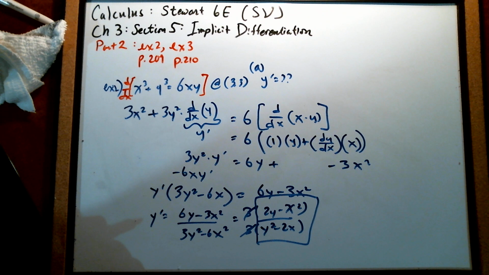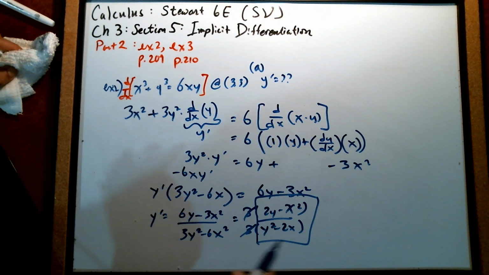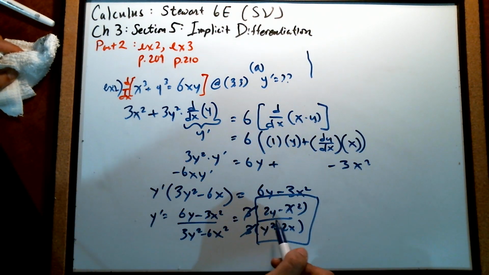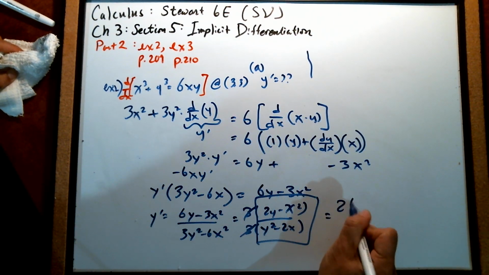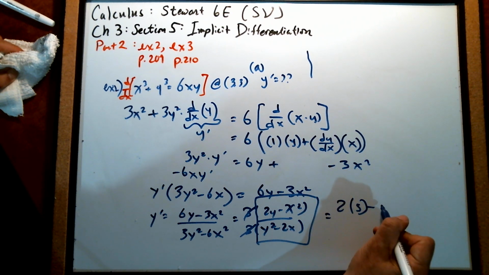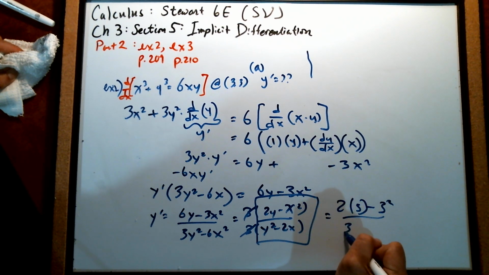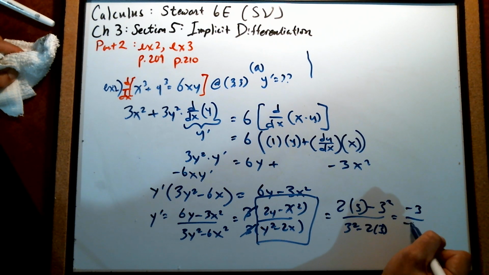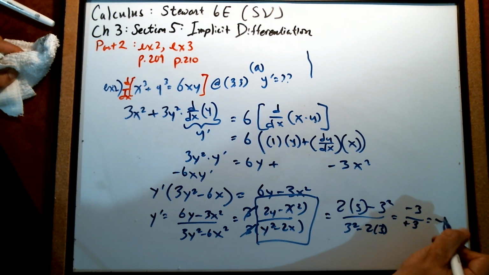So what do we do at this stage? We're going to go to the right a little bit. Now we're going to use it here. At 3 comma 3, it's going to be 2 times 3 minus 3 squared all over 3 squared minus 2 times 3. That's going to be 6 minus 9, negative 3, over 9 minus 6, which is positive 3, which is negative 1.